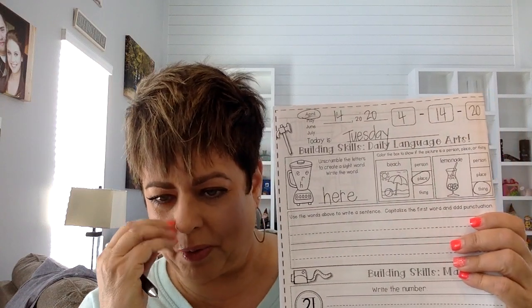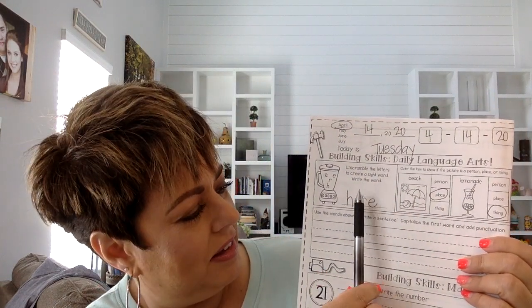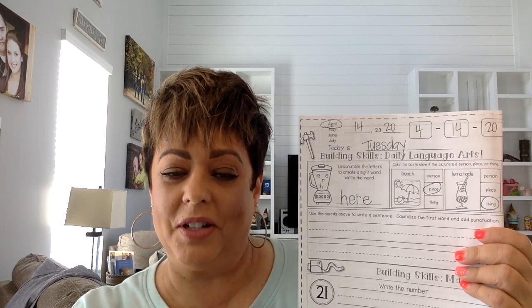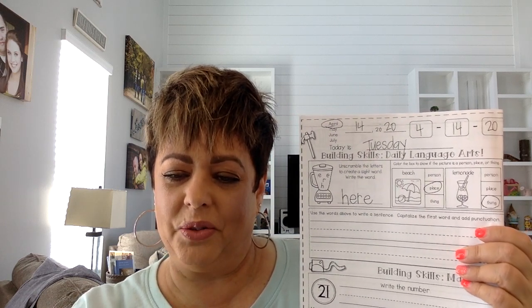You are going to write a sentence with here, or the beach, or lemonade, or all 3. Mrs. Hoffman's going to use 2 of those words. And if you want to do my sentence, you can. I'm going to write, I drink lemonade at the beach. How many words do I have in my sentence? 6. So say the sentence again with me. I drink lemonade at the beach.